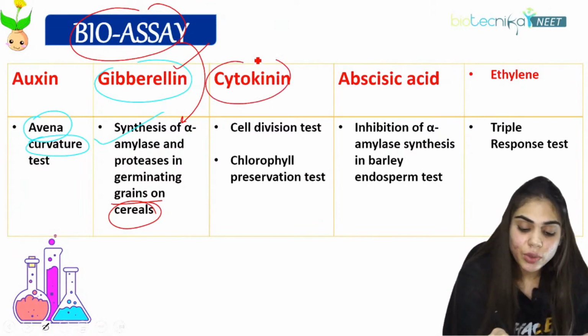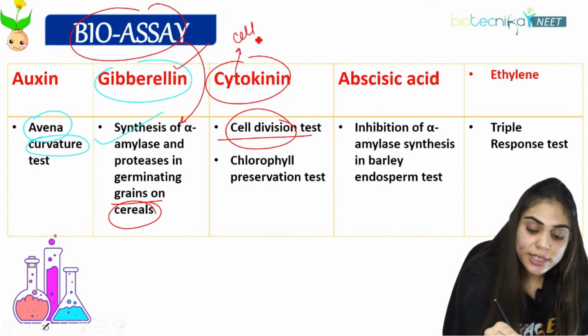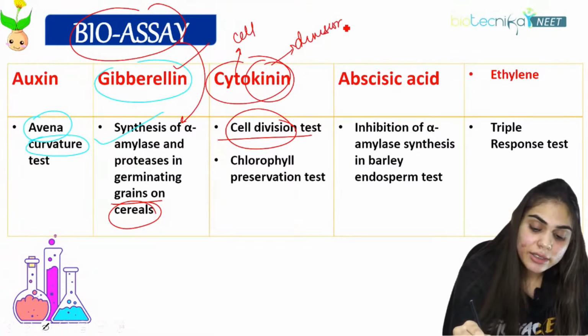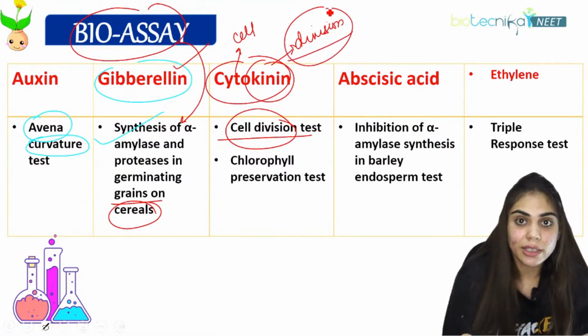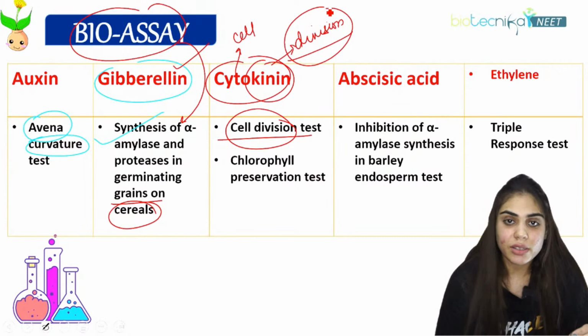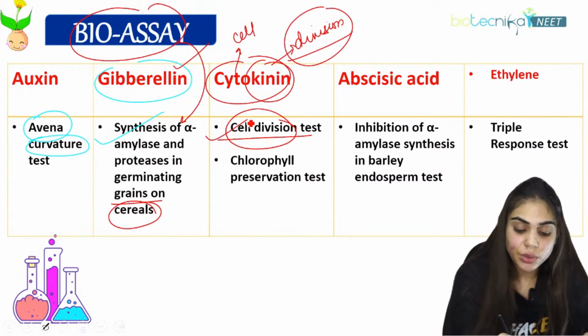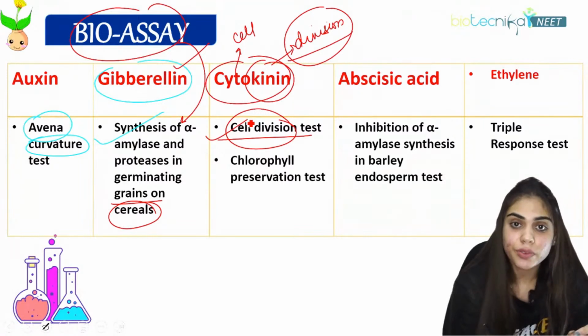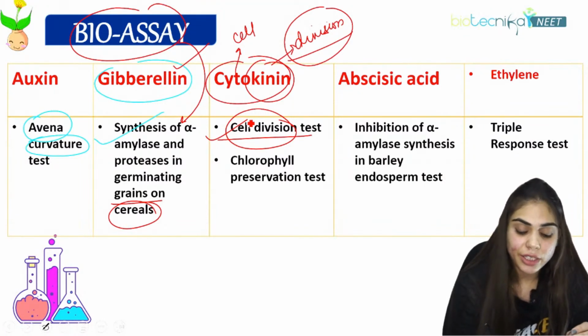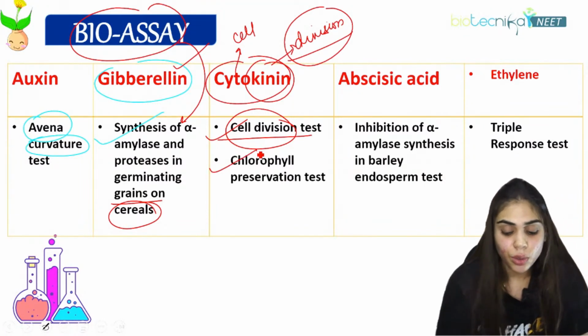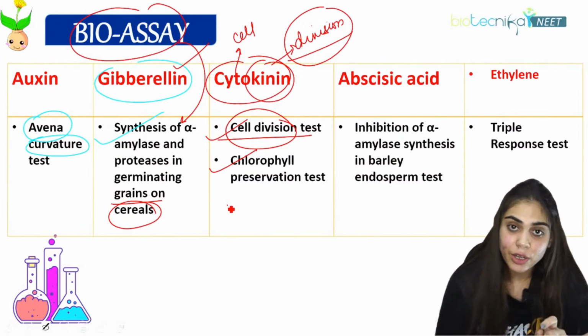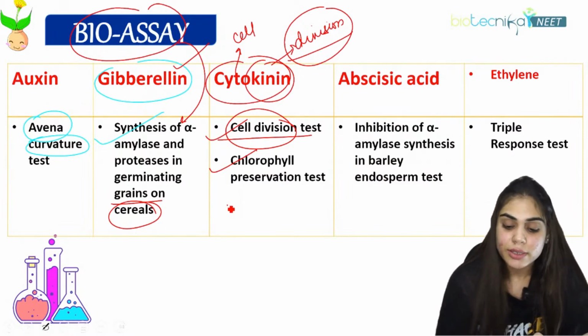Now what about cytokinin, the cell division test? Because cyto stands for cell, kinin means division. So you can clearly see that this hormone is known for cell division. So the bioassay for this hormone is the cytokinin or cell division test. It is also known to preserve chlorophyll from degradation. That is why the chlorophyll preservation test is again one of the bioassays for cytokinin.